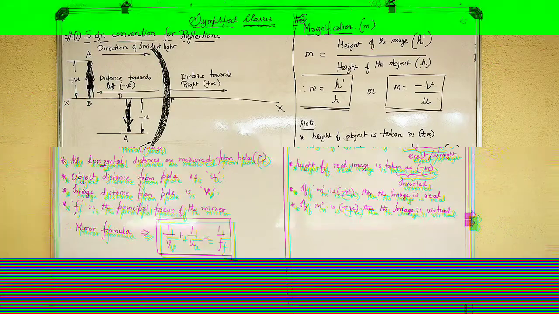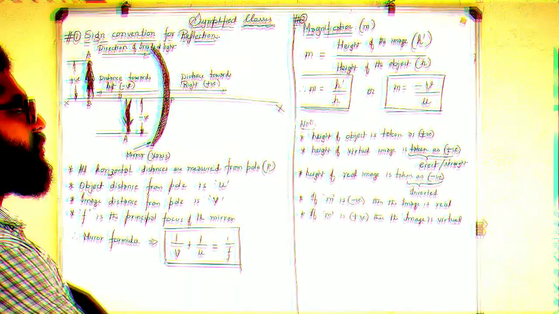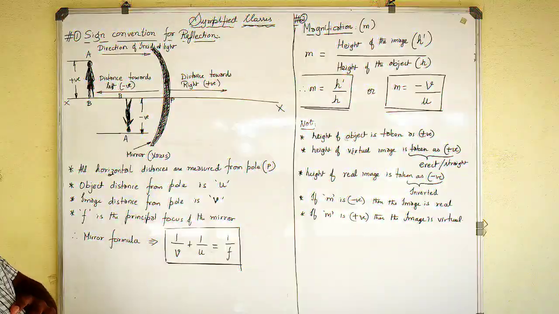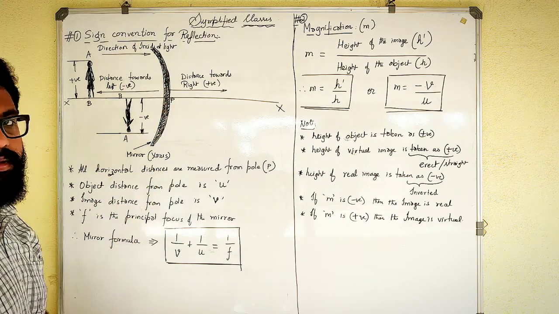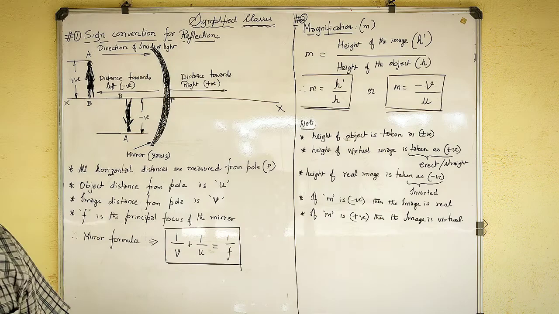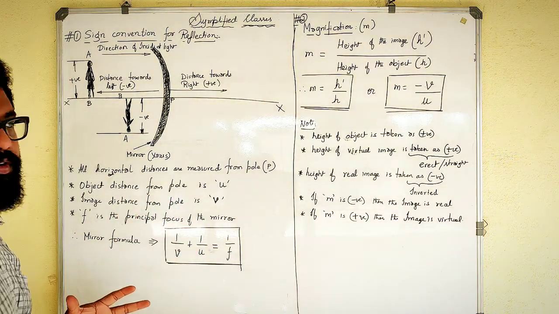The next topic is sign convention for reflection using spherical mirrors. The first topic which you're going to study today is sign convention for reflection using spherical mirrors. The spherical mirror you can see over here can be either convex or concave. In this case I have taken a concave mirror as an example for you to understand the sign convention.